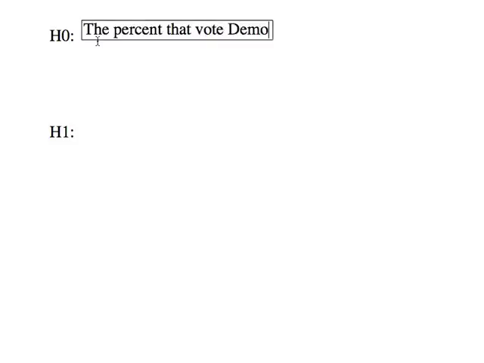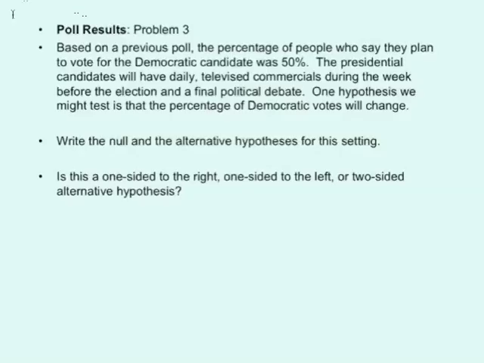Well, let's see if we can get the null written here. Well, the null is that what? Nothing changed. So the percent that vote Democrat is the same, which is what? 50%, right? It was basically 50% in the previous poll, right? Let's go back and take a quick look at that. Make sure you agree with me on that. See, what did they say? They said in the current previous poll, the current standing is that it was 50%, okay?